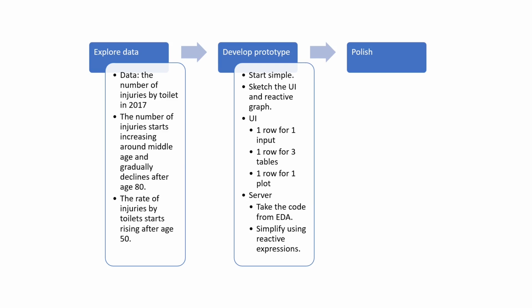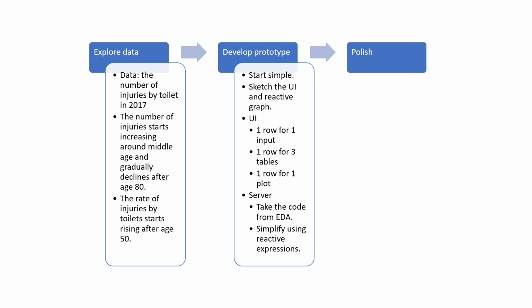So in this particular case study, we're going to have one row for one input, one row for three tables, and one row for one plot. So we would have an input function that collects inputs from the user. That's one row at the top, and in the middle, another row for tables, and at the bottom, we would have a plot, all right? And on the server side, we need to have the code. So this is the back end, UI is the front end, right?